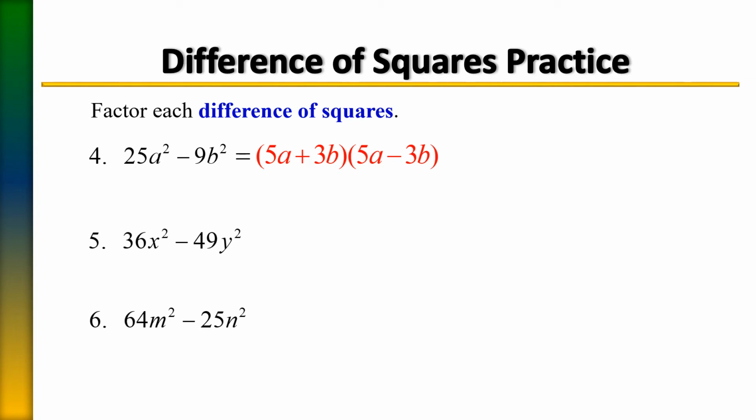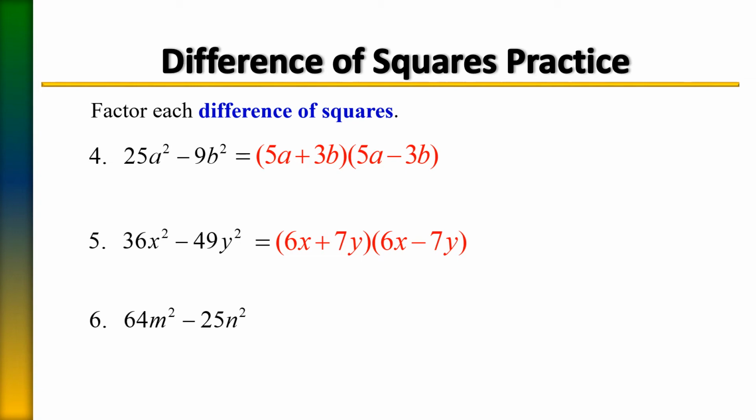Let's find the square root of those two numbers. The square root of 36x squared is 6x. The square root of 49y squared is 7y. So you're going to have two binomials with different signs, which are going to factor into, you got it, 6x plus 7y times 6x minus 7y.